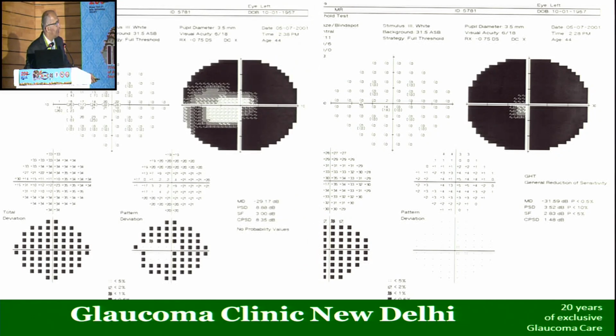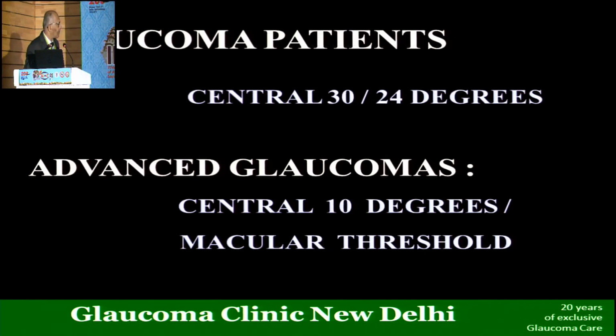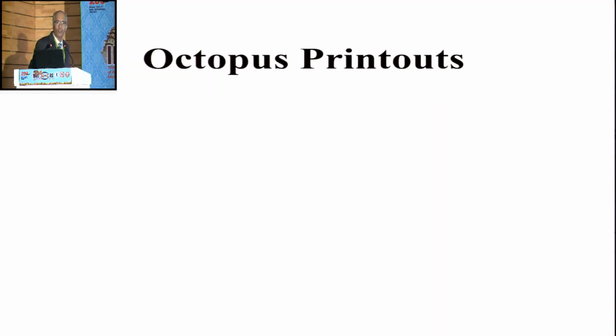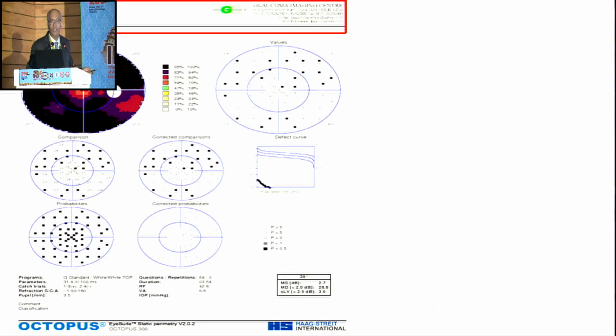So what this patient with advanced glaucoma needed was a 10-2 program so that you could look at fixation and assess change over a period of time. So every time you're looking at glaucoma patients, a 30-degree or a 24-degree field suffices. And if you're looking at advanced glaucomas, it's always good to come back and do a macular program for these patients. So if you're using an Octopus printout, now look at this Octopus printout.